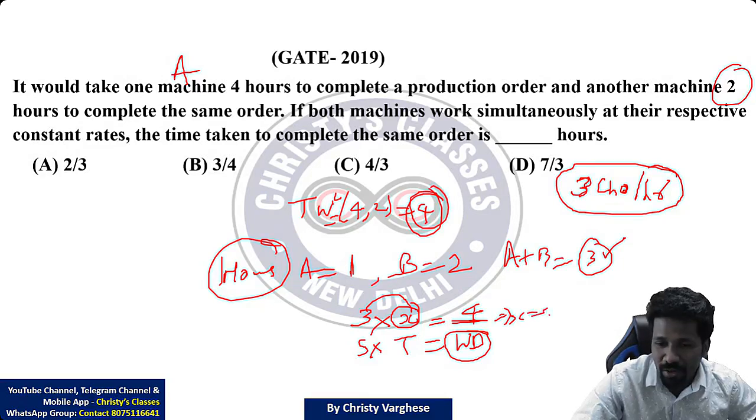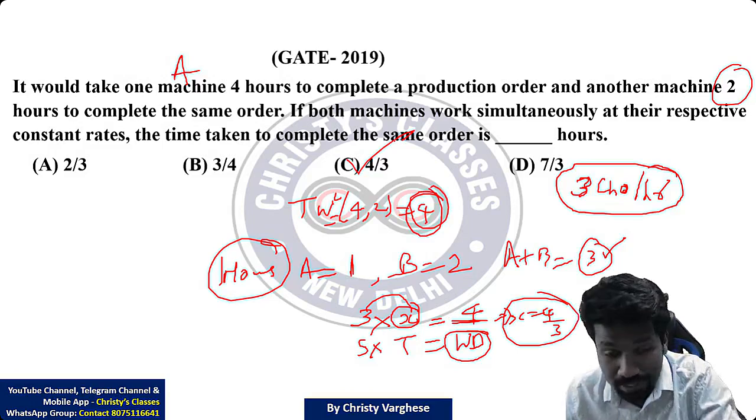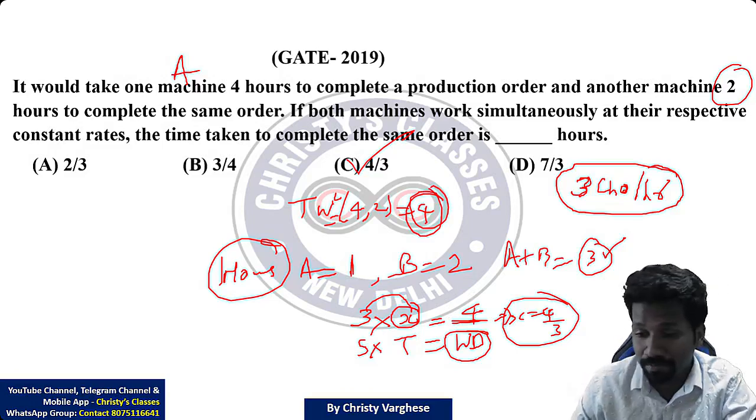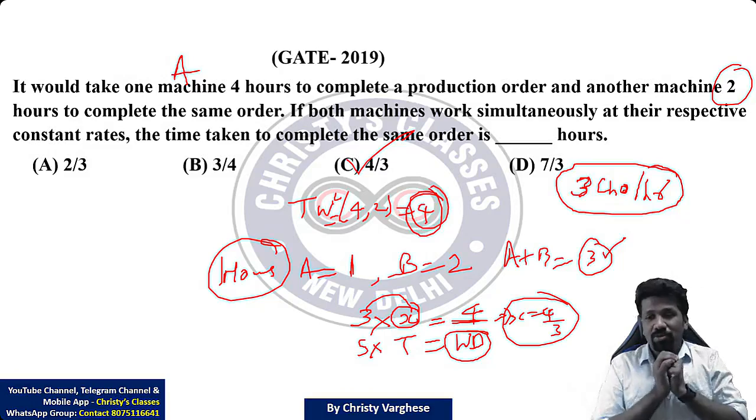So X is equal to 4 by 3. X is equal to 4 by 3. Is this also clear? LCM method also? Yes, Priyanka. Both methods, option C only should be the answer.